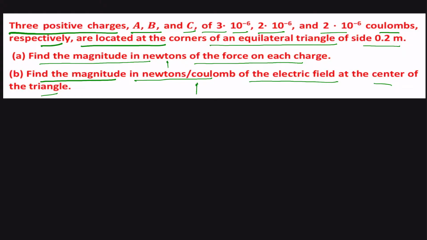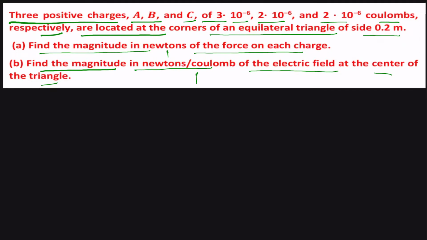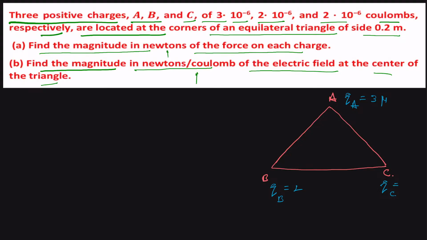So let us draw the basic figure, and we are given an equilateral triangle, and let us consider these triangle's corners A, B and C, and the charge at A, let us suppose, is QA, B is QB and C is QC, and QA is 3 microcoulomb, QB and QC are same, so QB is 2 microcoulomb and QC is also 2 microcoulomb.